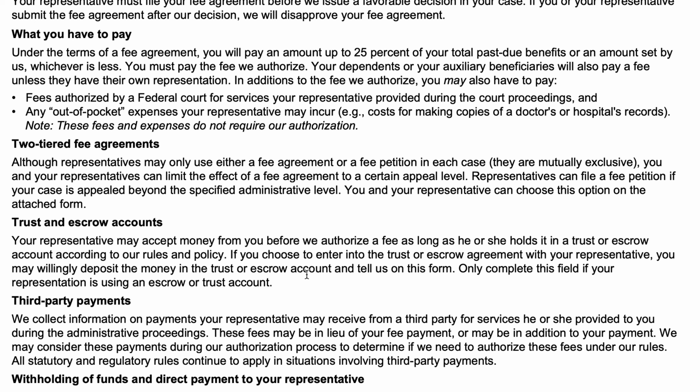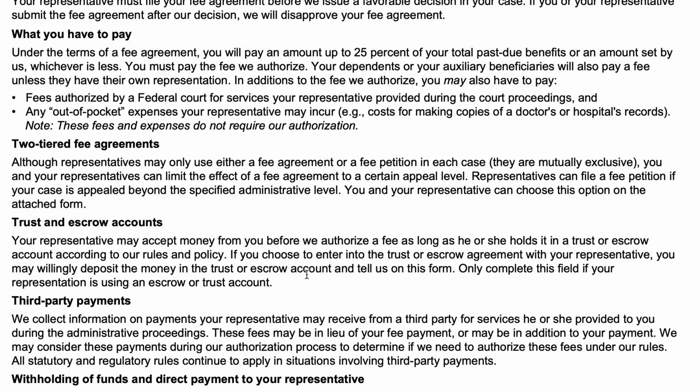They will issue a fee petition based on what they think they should be awarded, and then the Social Security Administration will separately approve or disapprove that separate fee at their discretion. So you can choose that option, and that allows your representative a little bit of additional financial security in case they spend a lot more money on your case than they anticipated.